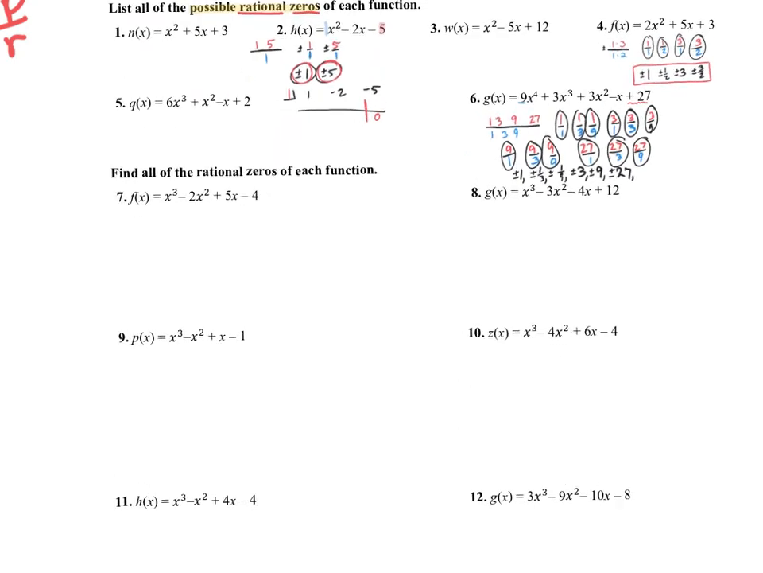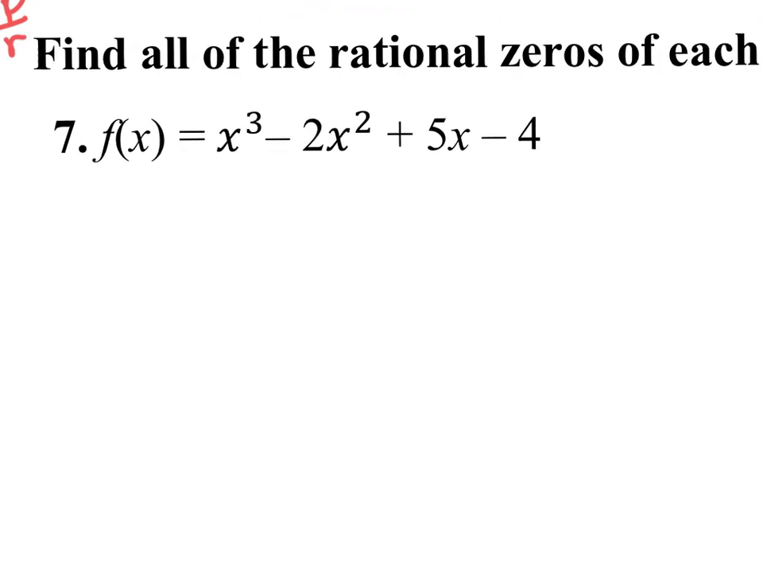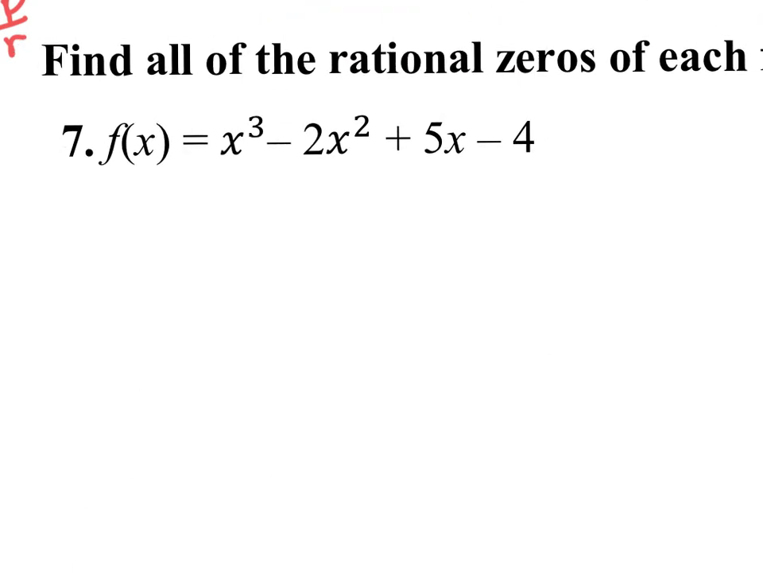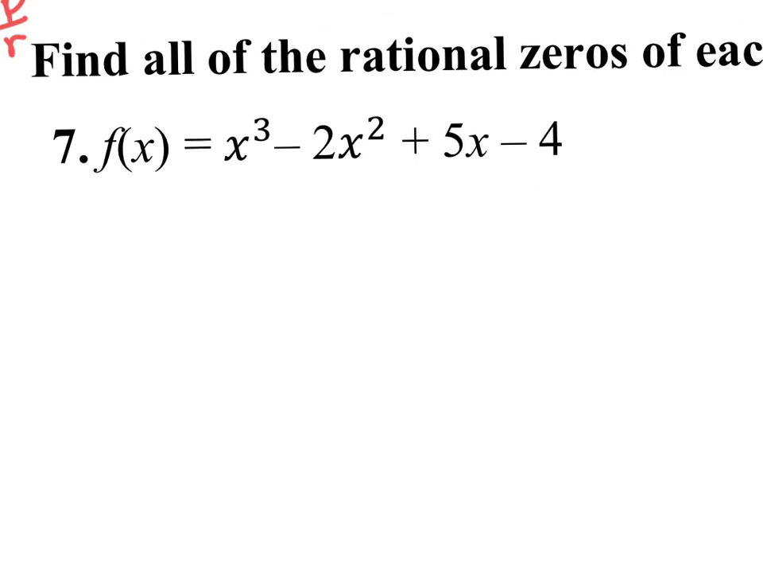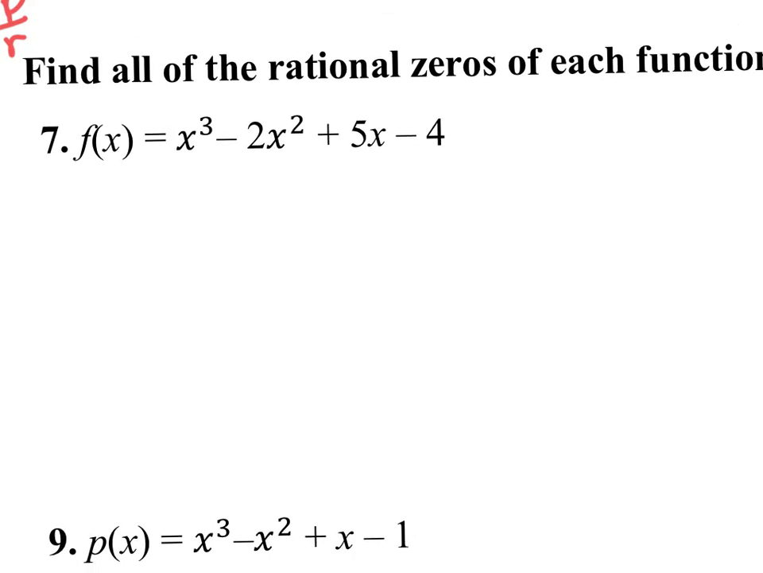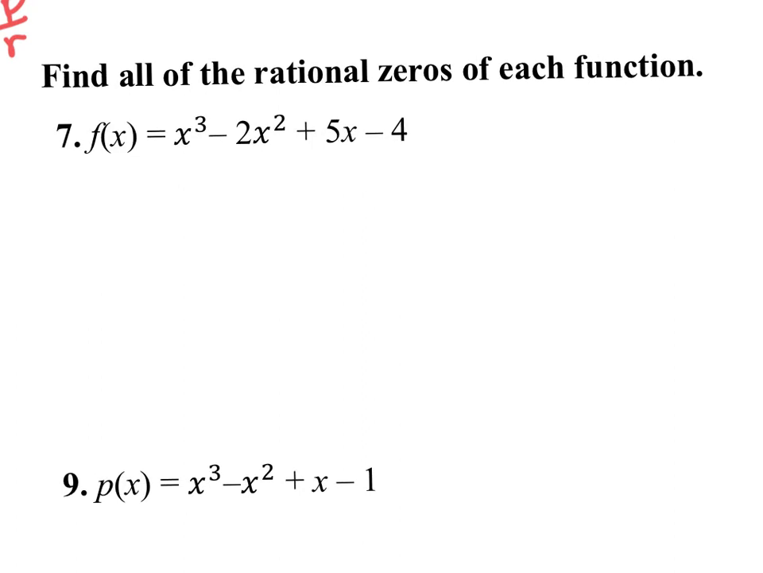So that's all we're doing on this first section, writing a list of possible rational roots, and I already did all the even ones right here. If you want to practice with the odds, you could. You don't have to. But yeah, let's move on to the next section. Check these instructions out. It says, find all of the rational zeros. Find all of the rational answers.